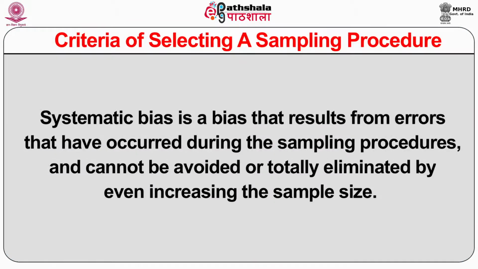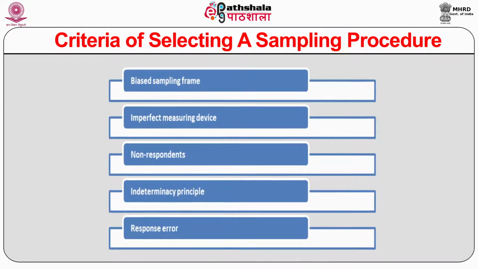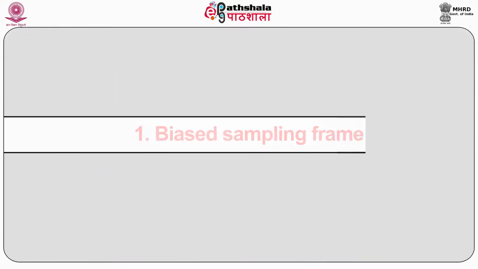Systematic bias is a bias that results from errors that have occurred during the sampling procedures and cannot be avoided or totally eliminated even by increasing the sample size. At best, the causes responsible for such errors can be detected and corrected. Generally, a systematic bias is the outcome of one or more of the following factors. First, biased sampling frame. If the sampling frame is biased, that is, it does not present a true and fair representation of the population, it will definitely show some sort of systematic bias.